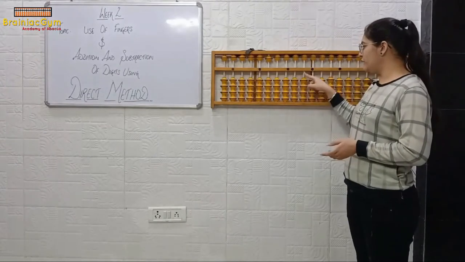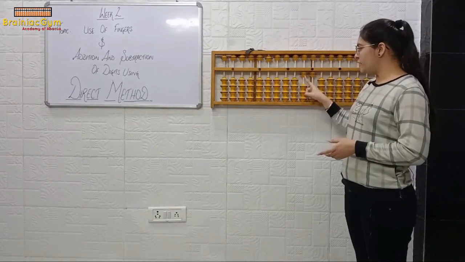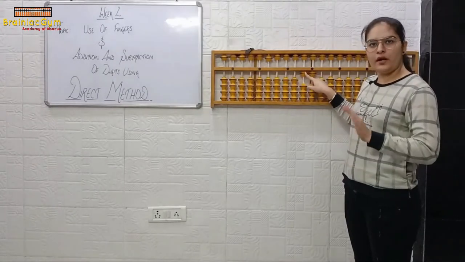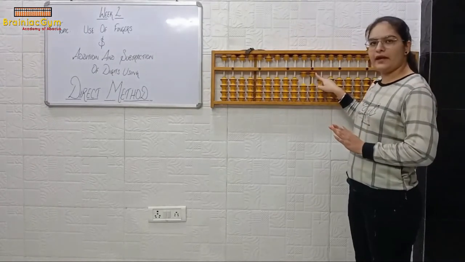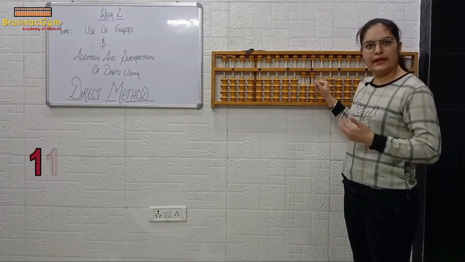Now we will include 10's rod as well. So first we will read the beads which are on 10's place and then we will move to the 1's place. Okay. So here we have 1. So keep that 1 in your mind. And then again at 1's rod, 1. 1, 1, 11.